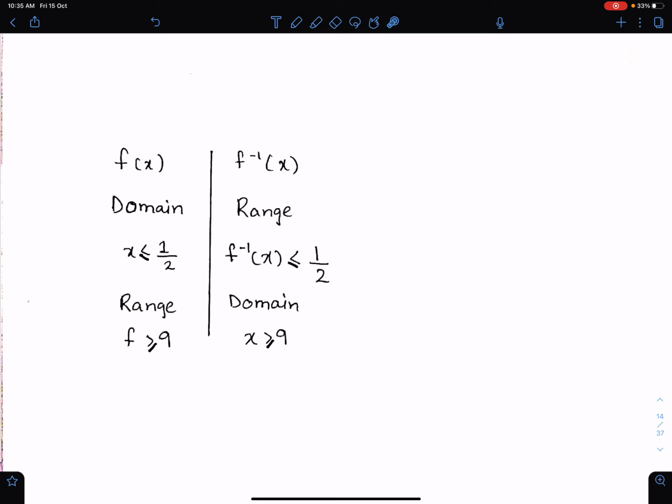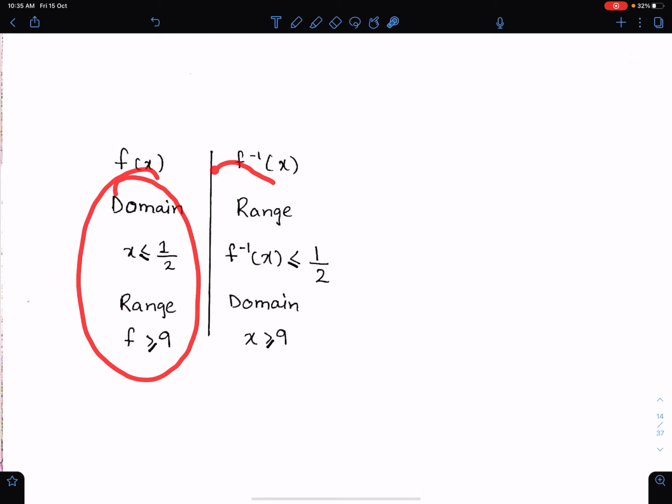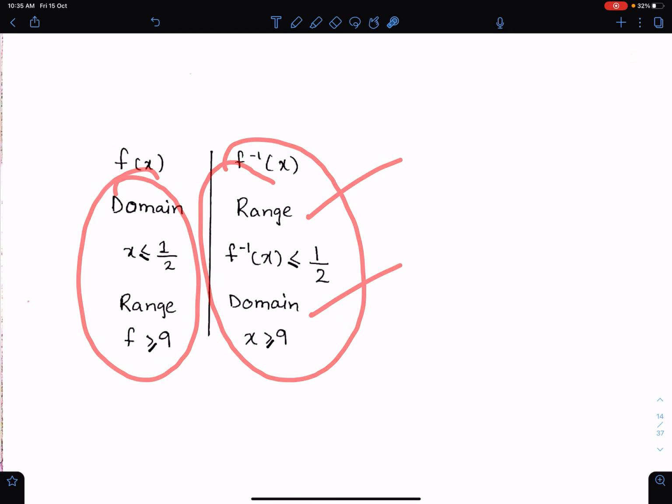So you just need to replace this x by f inverse. If you replace this x by f inverse, you will get the range of f inverse. And for the domain of f inverse, you should replace this f by x. So always state the domain and range of f while finding the range and domain of f inverse. With the help of these two results, you can easily get the range and domain of f inverse.